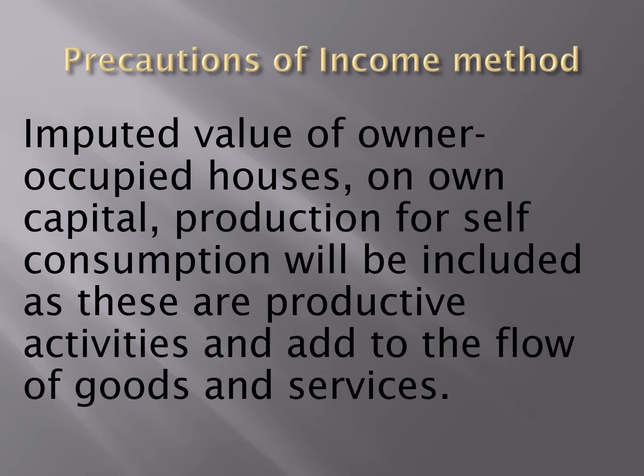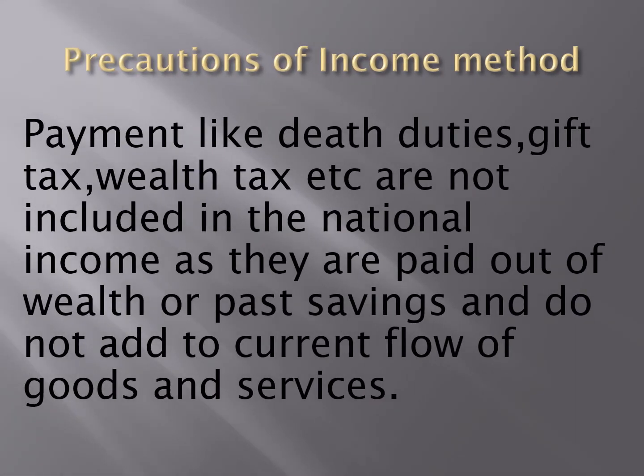Imputed value of owner-occupied houses and own capital production for self-consumption will be included, as these are productive activities and add to the flow of goods and services. Payments like death duties, gift tax, wealth tax, etc. are not included in the national income, as they are paid out of wealth or past savings and do not add to the current flow of goods and services.